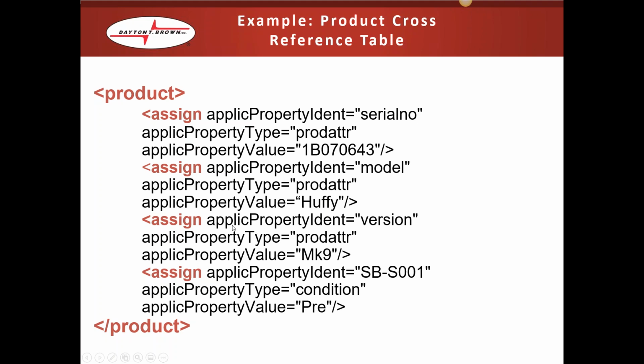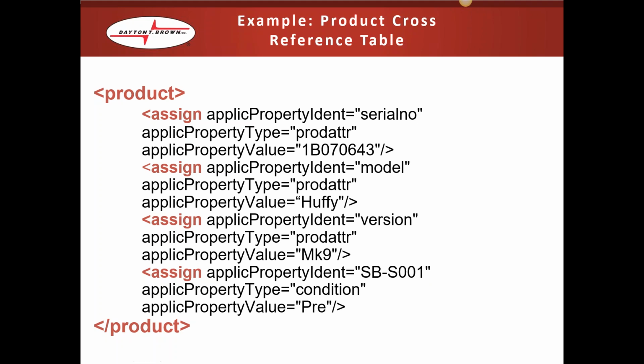We're now going to assign another ACT value called version, and here's its value. It's a product attribute. And last but not least, we're going to take something out of the CCT, which is a condition. Okay, it's of type condition. I can find this ID called Service Bulletin S001. And for this product instance, we have not incorporated this service bulletin yet. So it's going to have the value of pre.